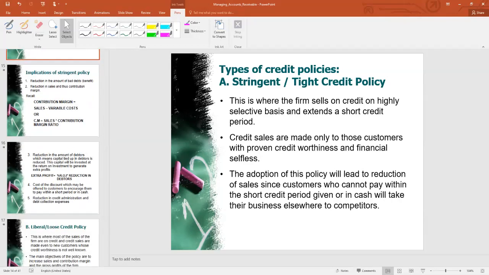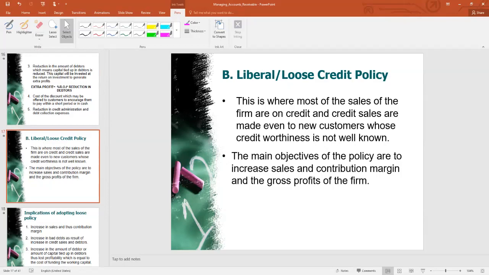Now, a company may also follow what we call a liberal policy, which is the opposite of a stringent policy. What happens in the case of a liberal policy is the opposite of a stringent policy. This firm is going to be offering generous terms to its customers, compared to the industry and other firms. If the industry gives 30 days, this firm gives 40. So it's giving more days to the customer.